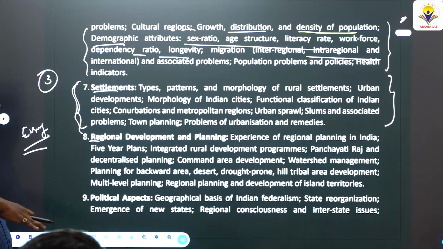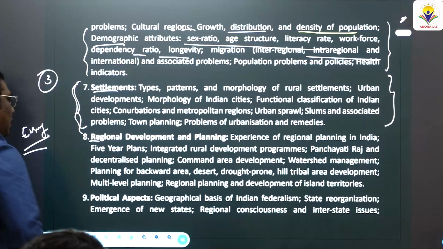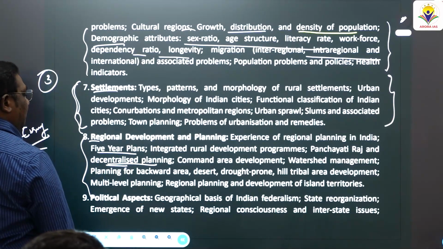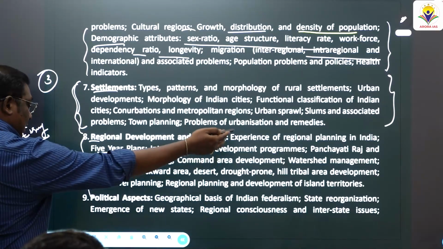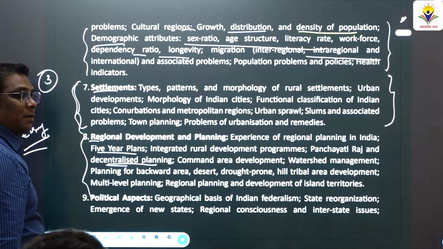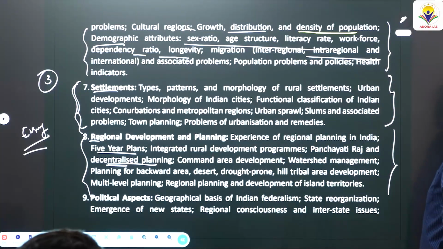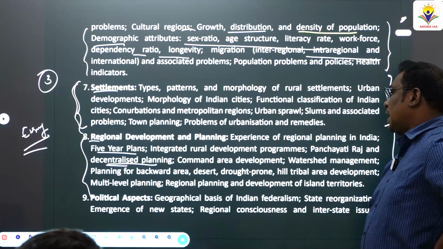So regional development, not just development but regional planning, how even municipalities have been operating, we have to study here. 5-year plans, decentralized planning, and Panchayat Raj system, as I told you. What are the problems of the Panchayat Raj system with respect to regional planning? We will study that. Political aspects.